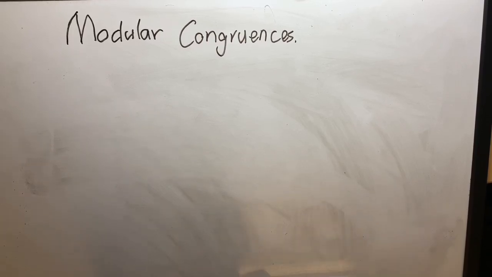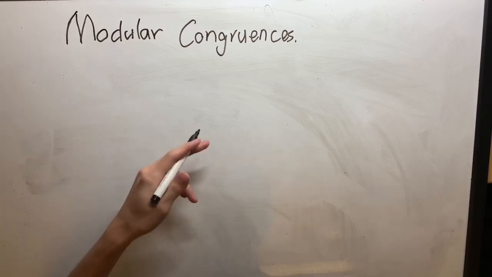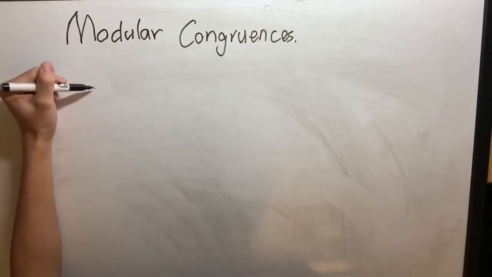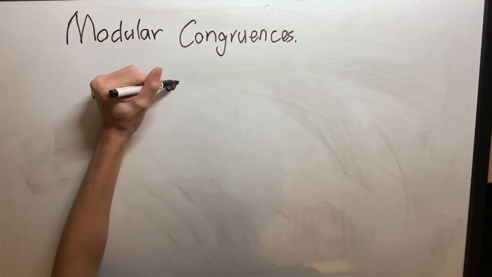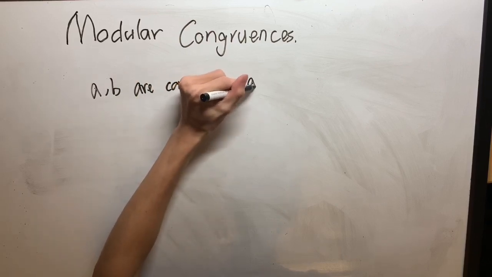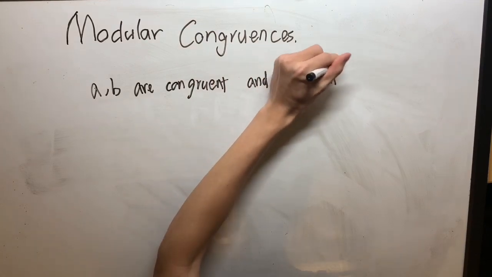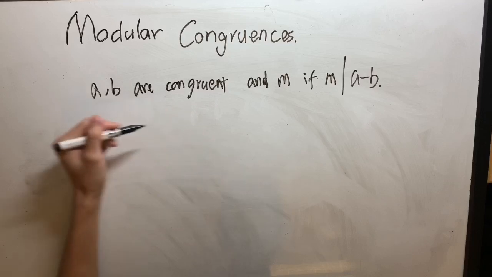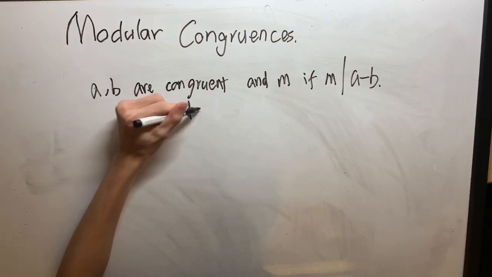Today I'm introducing one of the most important concepts in number theory. It's called modular congruences. So the definition of modular congruences is that we say A and B are congruent mod M if M divides A minus B, then A is congruent to B mod M.